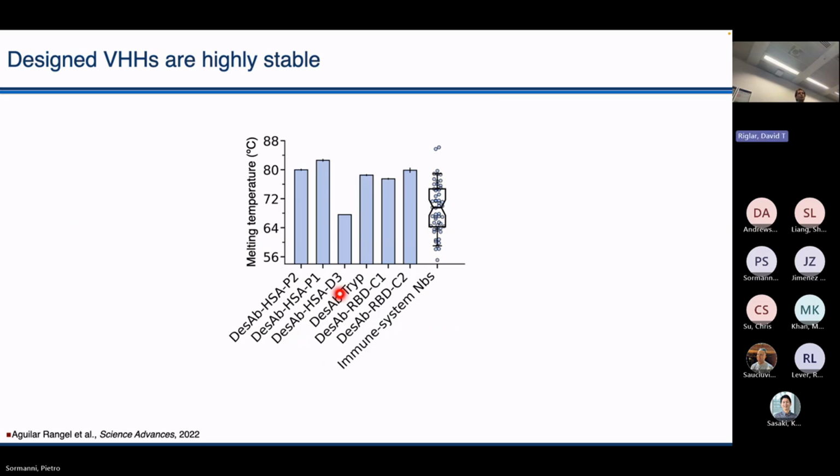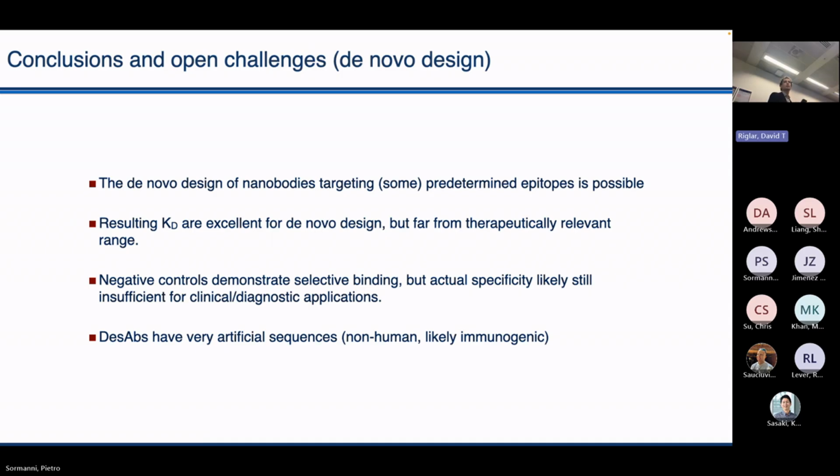And again, we also measure the stability of these nanobodies, and this is a plot of the thermostability of natural immune system-derived nanobodies. These are our designs, and when we design 2 loops, we are sort of in the range. Where we design a single one, we are in the very high part of the stability distribution. So to wrap up this first story, we have shown through various applications that we can design de novo nanobodies to target some predetermined epitopes.